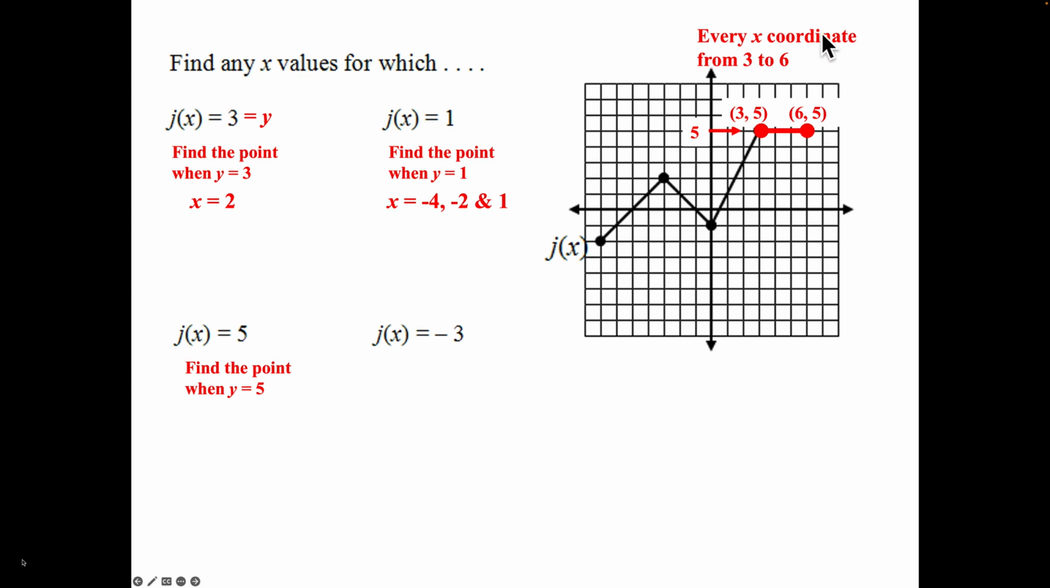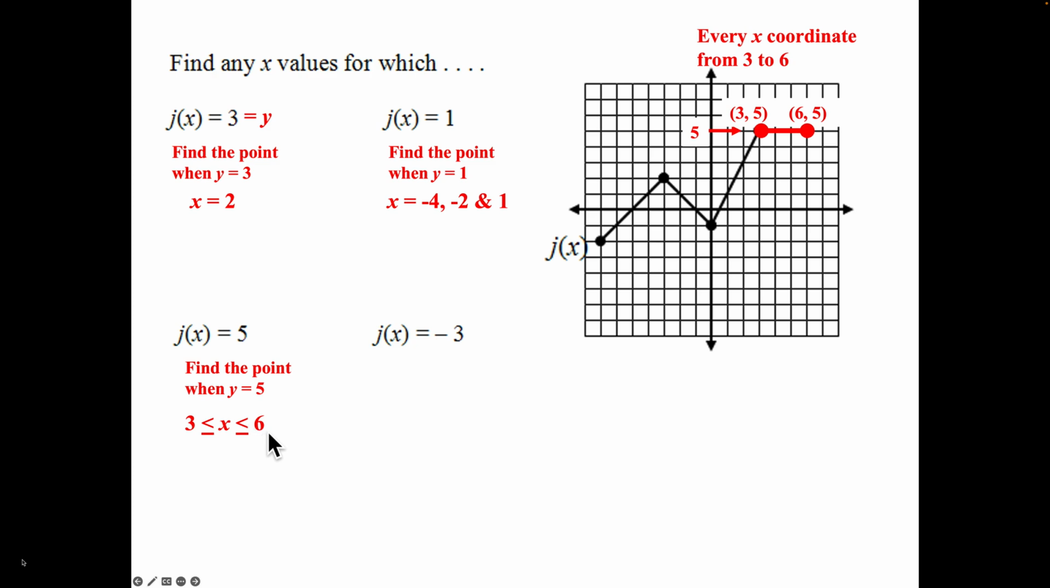So I need to come up with a way to express, I want every x coordinate from 3 to 6. So there's 2 ways to do that. We can write it as a compound inequality. 3 is less than or equal to x, less than or equal to 6. That means I start at 3, I can touch the 3, and I can touch all the x's between 3 and 6, including 6. That's a compound inequality.